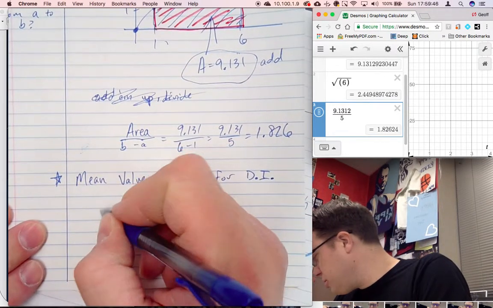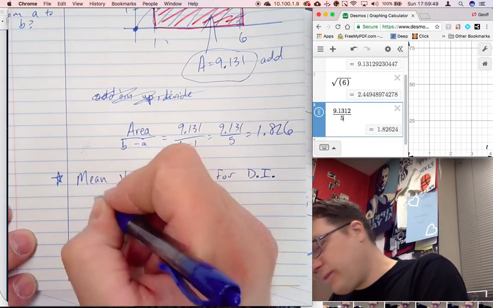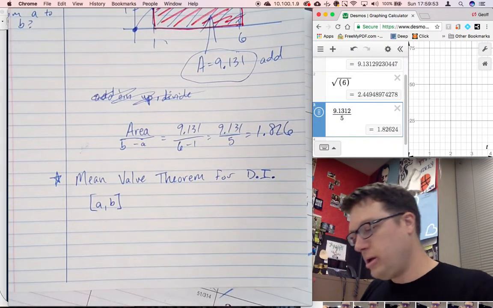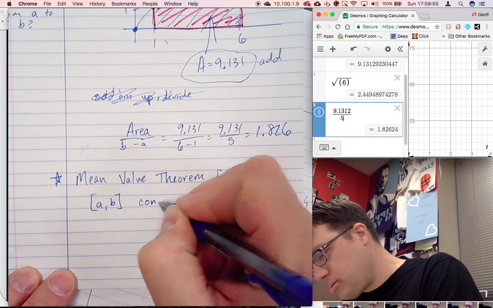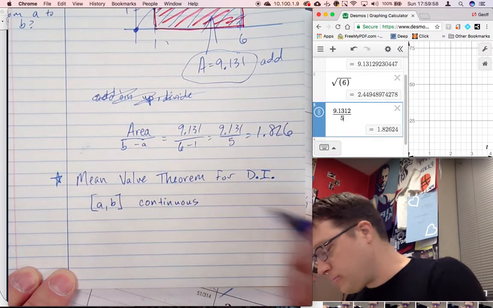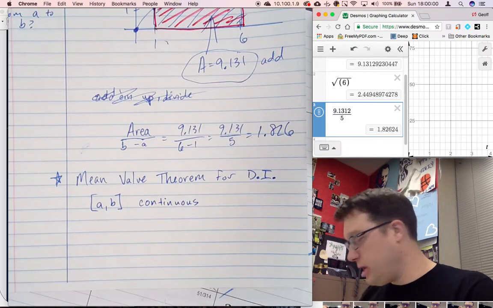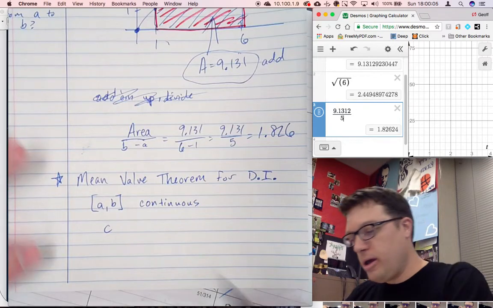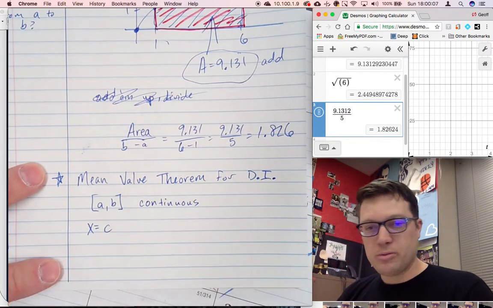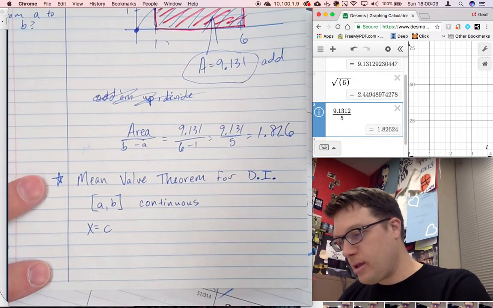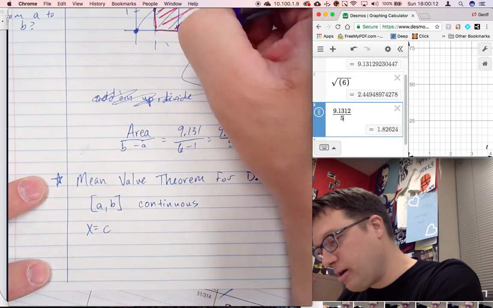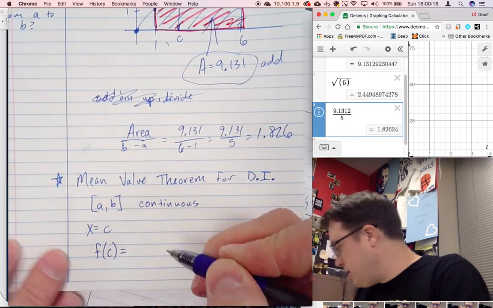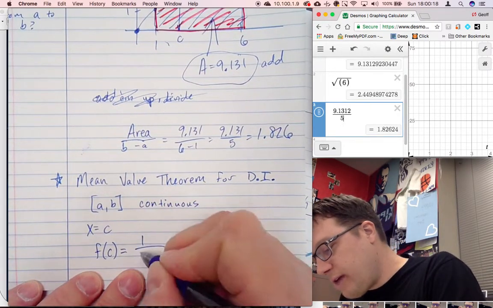So we have this notation. F is continuous. We have a closed interval from A to B, and F is continuous in that interval, because we have to have that. Then that means that there is a point C somewhere, x equals C. So it's all about finding that location, like finding this point right there, okay? Such that f of C equals the average.